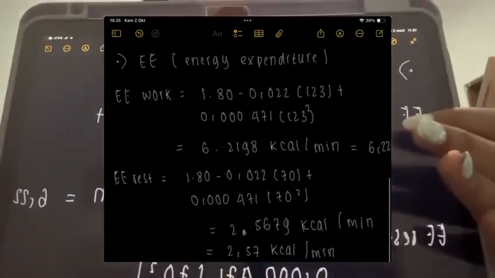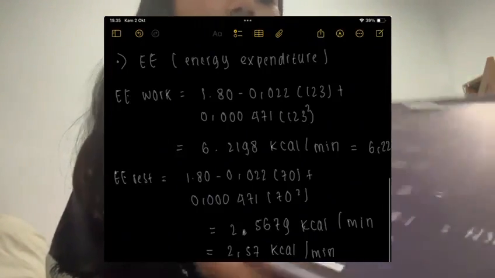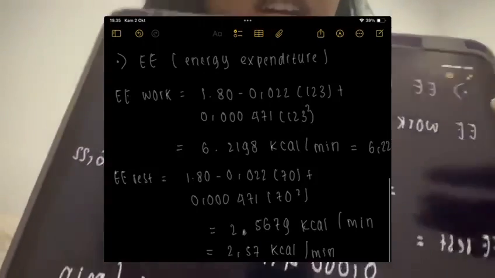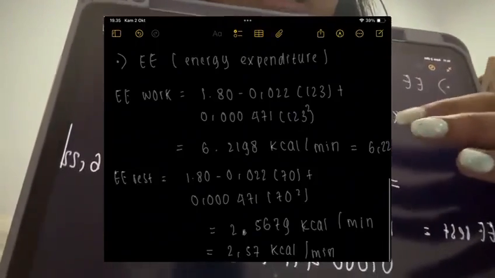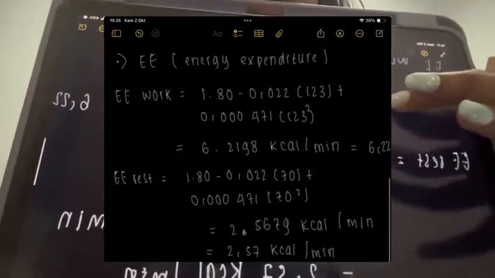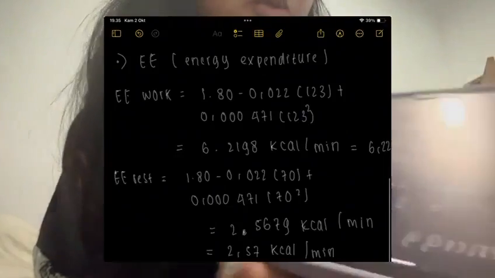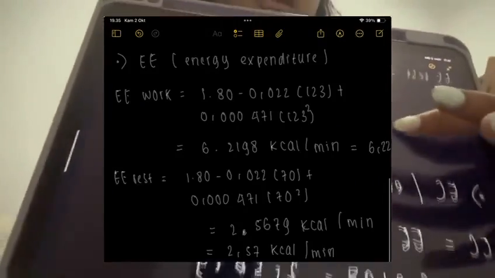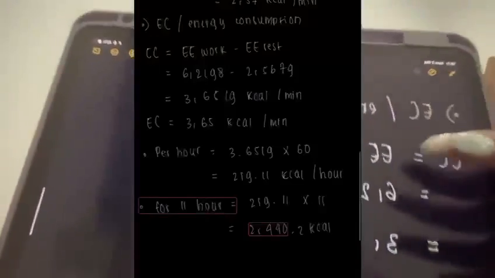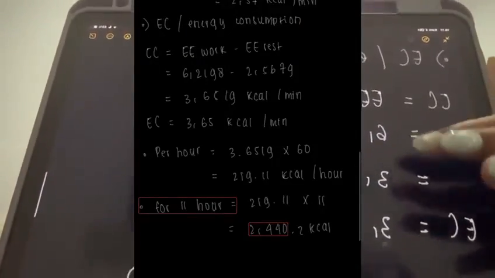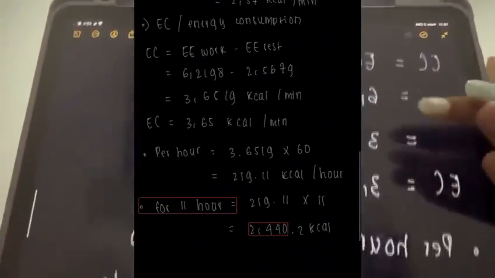For energy expenditure work, the result is 6.2198. For energy expenditure rest, the result is 2.57. And for energy consumption, the result is 3.65.